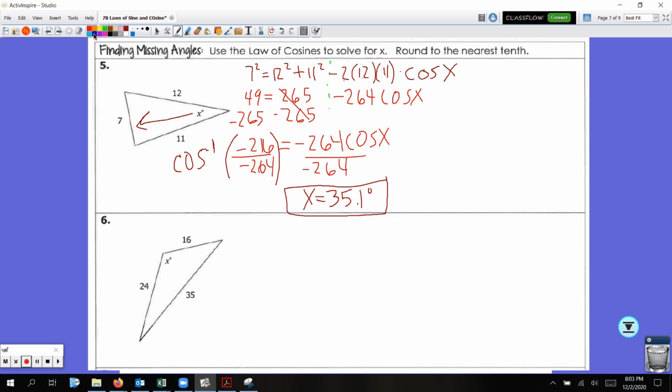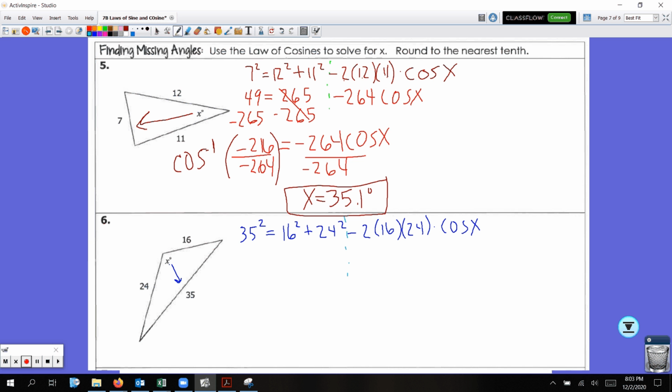Let's look at another example here. Okay. I'm looking for x. I'm going to start with the side opposite of it. So 35 squared is equal to 16 squared plus 24 squared minus 2 times 16 times 24 times cosine of x. Remember, that's what we're looking for, cosine of x. This is where you need to separate the equation. Okay, right here, right in front of that minus sign.